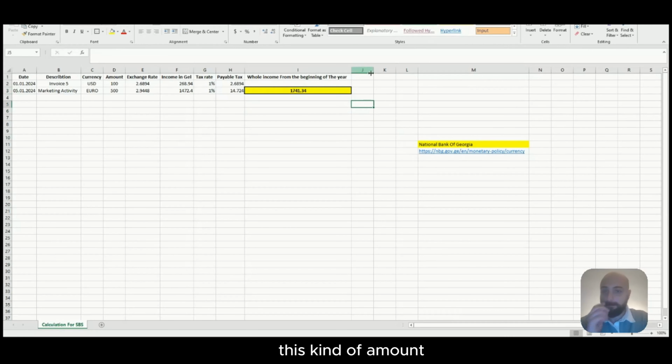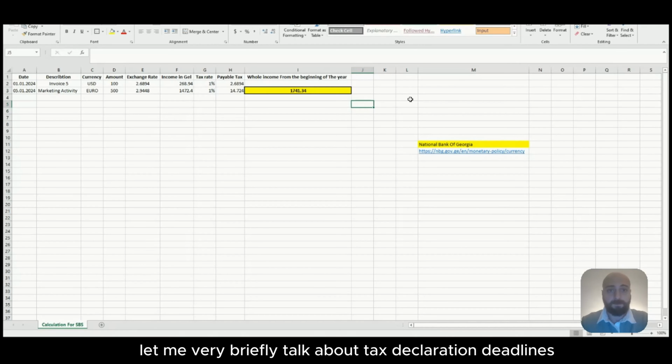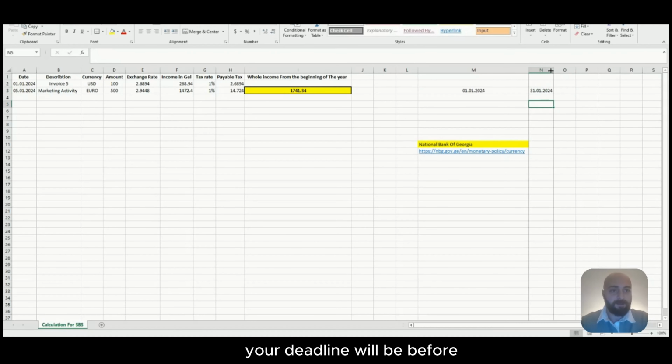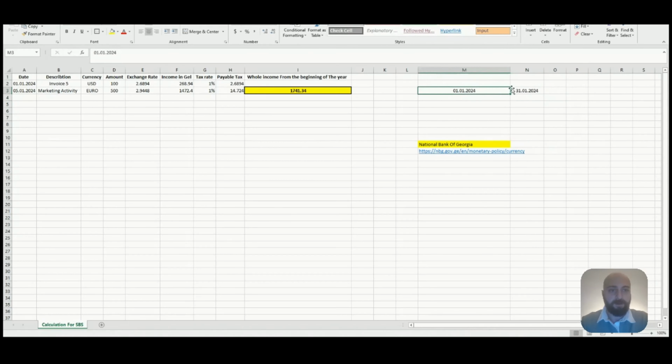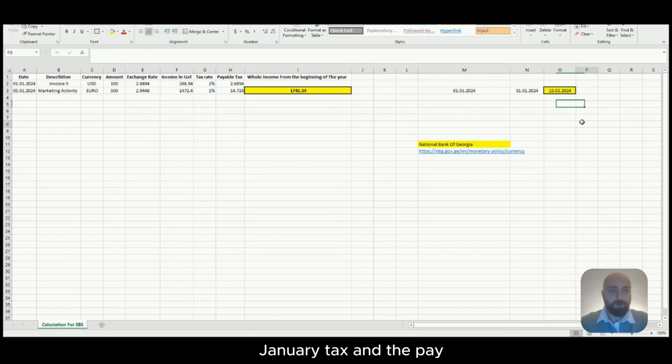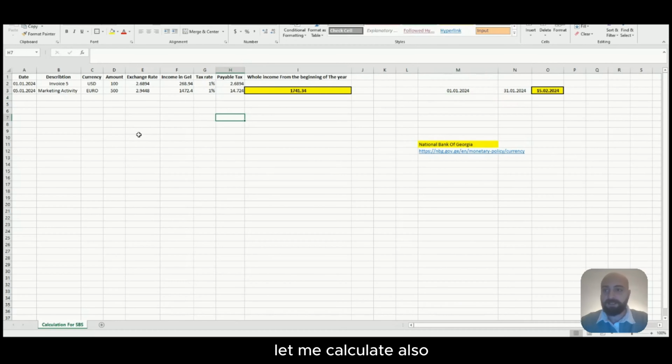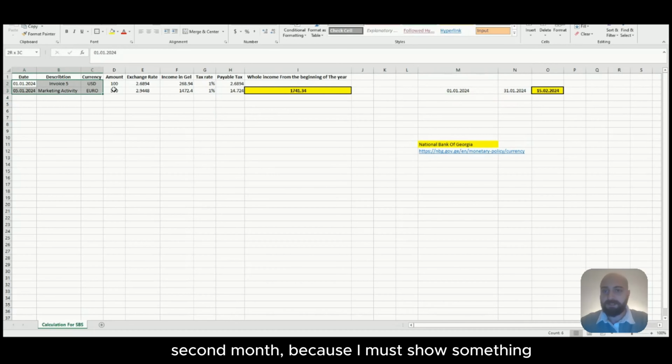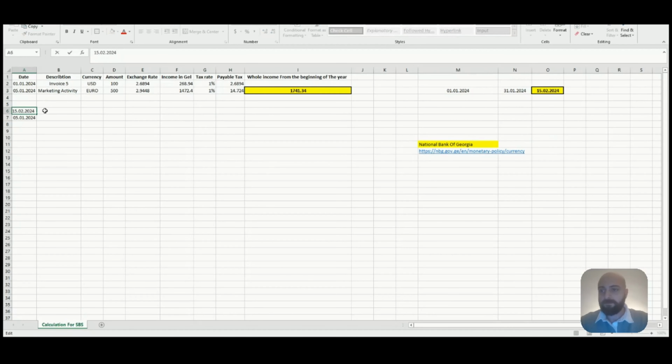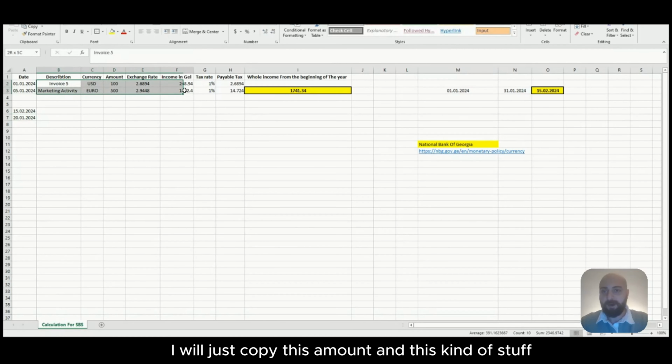Let me very briefly talk about tax declaration deadlines. For January, your deadline will be before the 15th of February, when you declare the January tax and pay your tax to the revenue service. Let me calculate also the second month because I must show something. 15 February and 20 February. I will just copy this amount, and this stuff was the same.